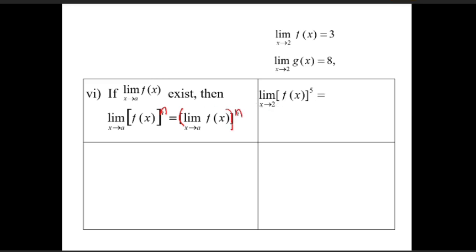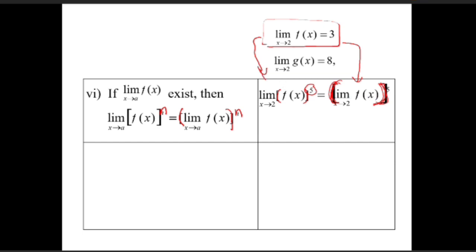For example, we want to find the limit of f(x) to the power of 5, but we only have this information of f(x). Remember, to substitute this value, you need to make sure it's exactly in the same form. But now it's not in the same form because you have power 5. So you have to apply this property, put the bracket outside, and 5 means the power for all of this limit. Now we have the same form because the limit of f(x) is inside the bracket.